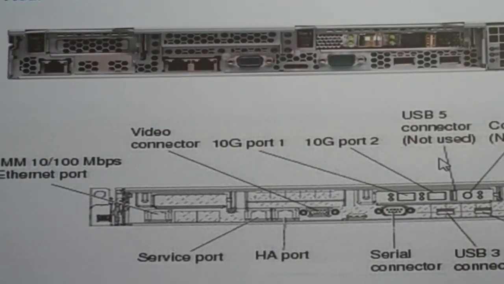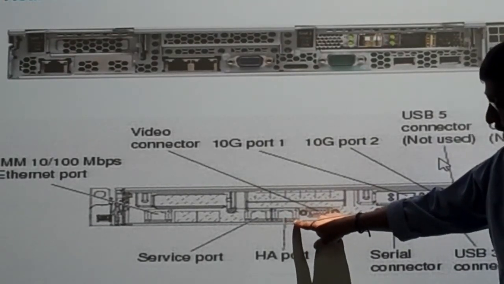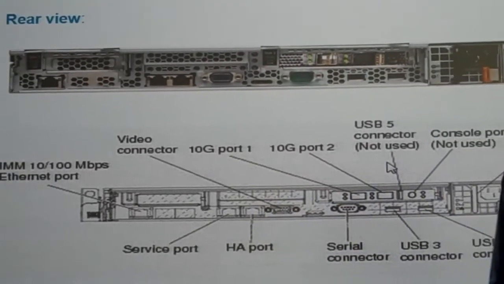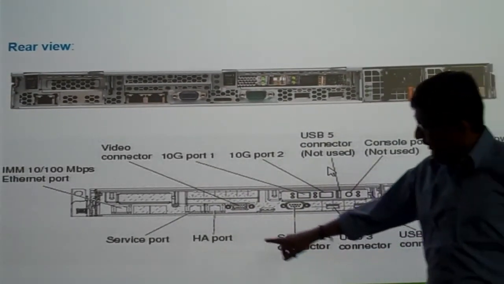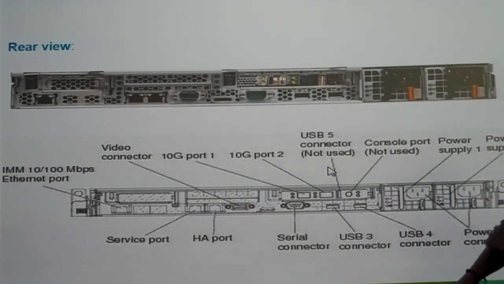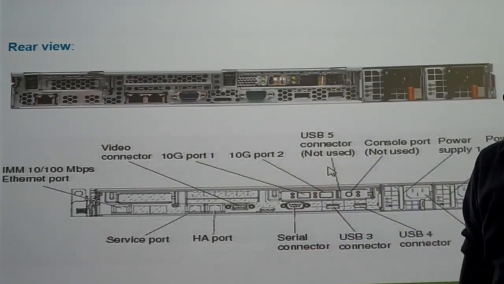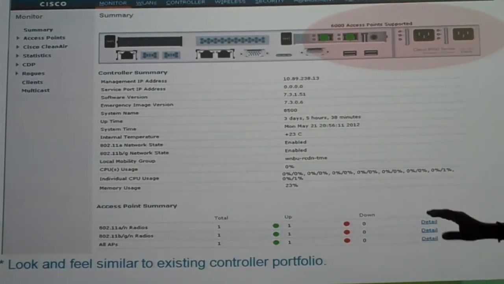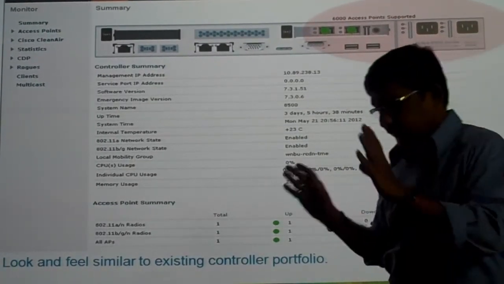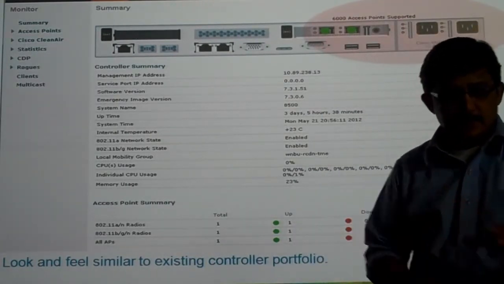Here's the important thing: the rear view. The new thing introduced is the HA port. I was mentioning earlier the high availability one-to-one pairing with the peer 8500 controller. This is the port to be used. The rest of the ports are the same as on the 7500 controller, and these are the two 10 gig fiber ports. The look and feel is very similar, so we have kept it so that the customer is familiar with the existing UI. It's the same with the 8500 controller as well.